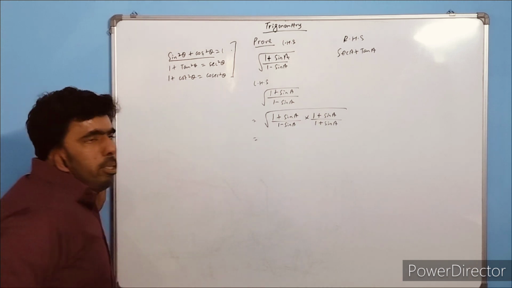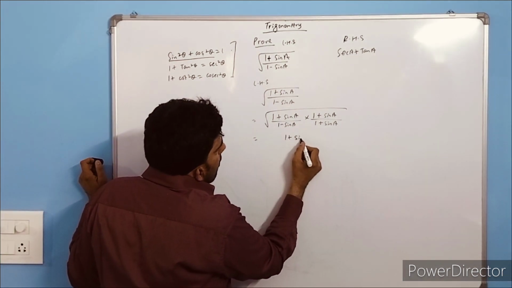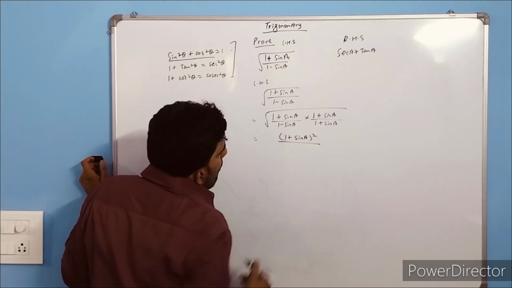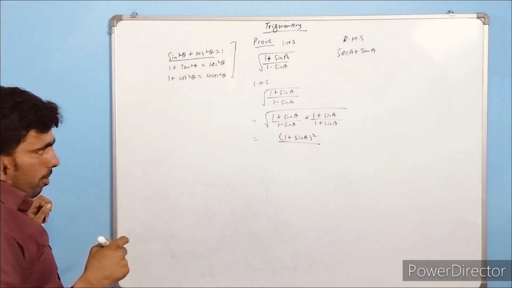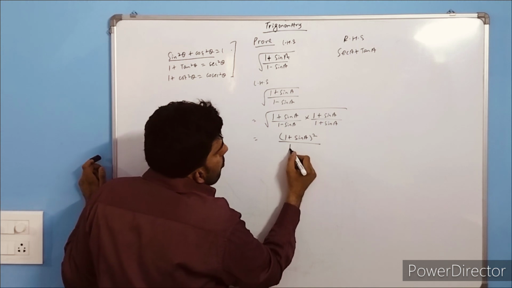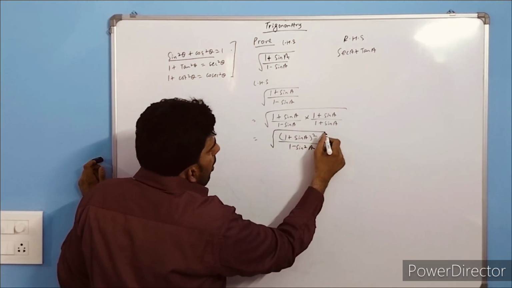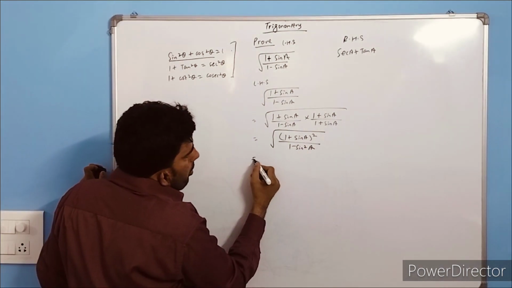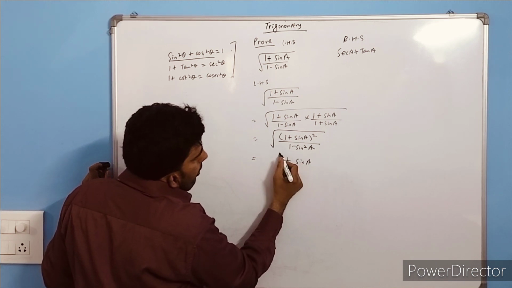Now multiply by 1 plus sine A in numerator and denominator. What will happen? 1 plus sine A whole square upon (1 plus sine A) into (1 minus sine A), which is 1 minus sine square A. Now I can cancel the root from here. So I got, okay, we'll solve it further.